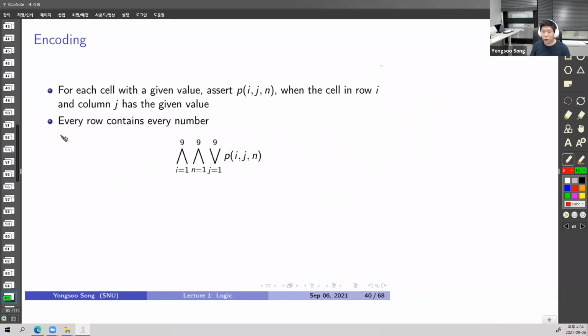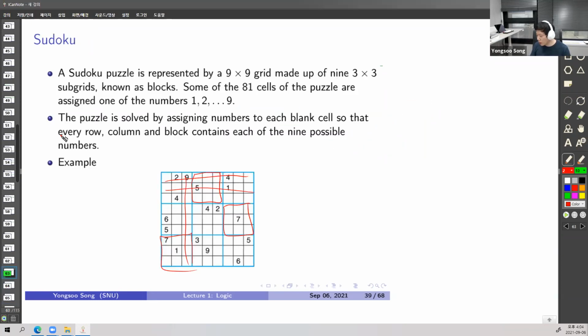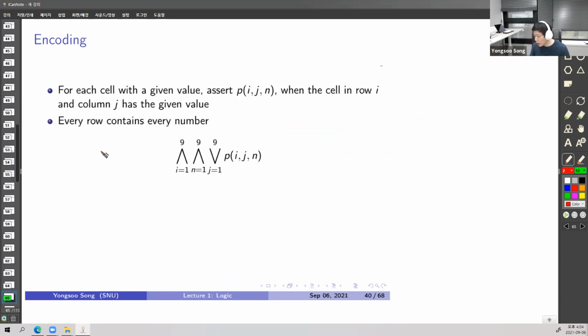So now we are going to represent some rules of Sudoku using the SAT problem. There are some rules here. For example, every row contains each of the 9 possible numbers. How can you represent this condition using SAT? So this is the answer. Every row contains every number. Row I is represented by this I. So first, this AND operation represents every row.